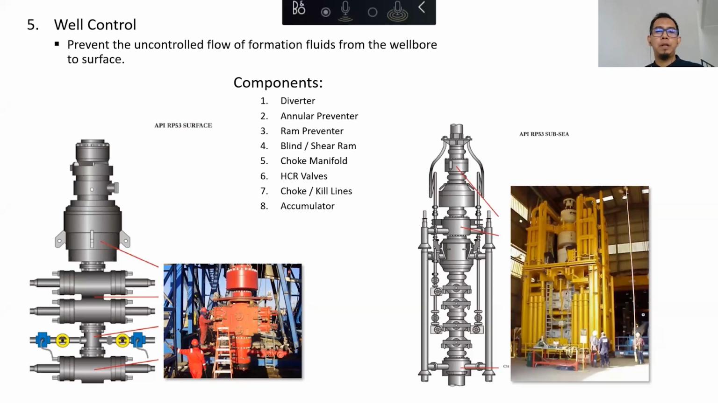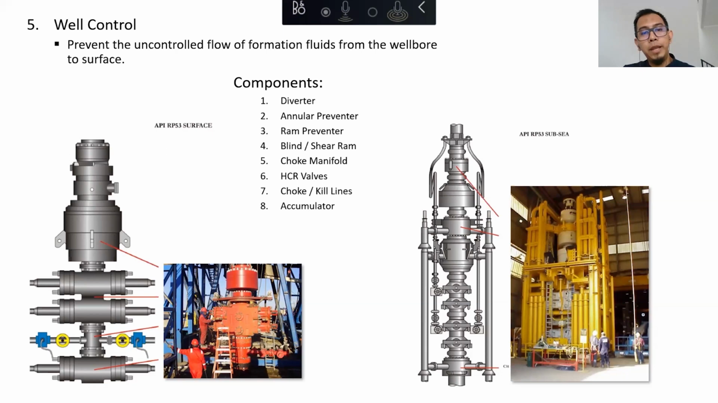And then number 7 is choke or kill lines. The choke line is used for connecting between the wellhead and the rig choke. Or, if it's a kill line, to connect between the standpipe and the wellhead. Because the choke line is for the return and the kill line is for the inlet. Both of them are connected to the annulus.